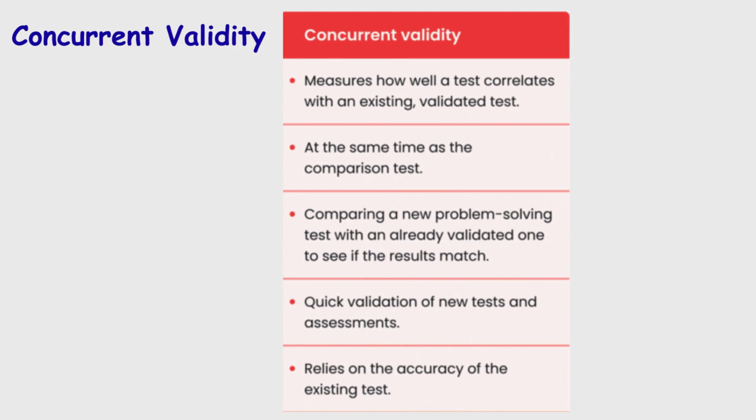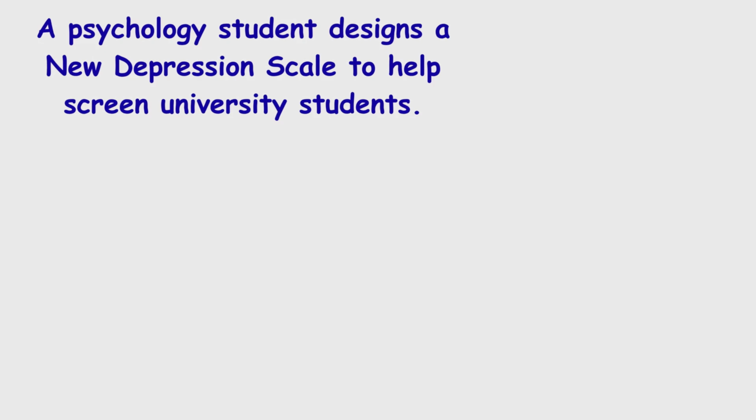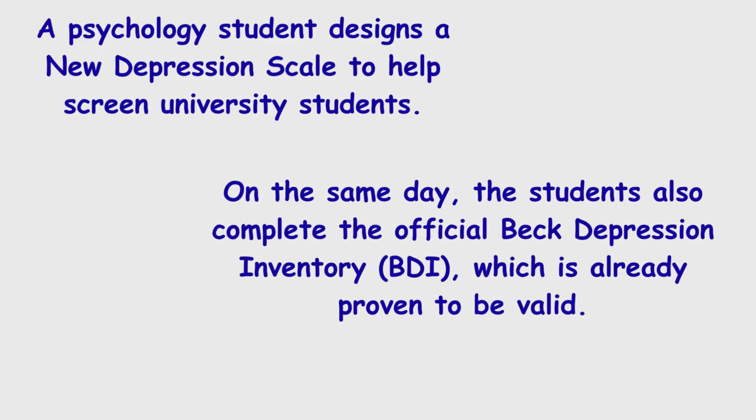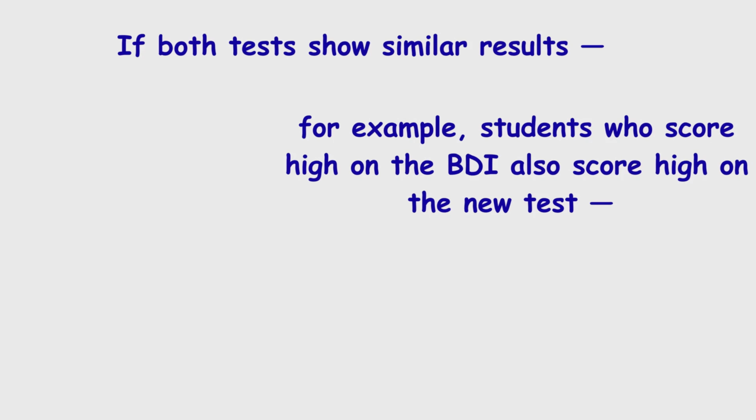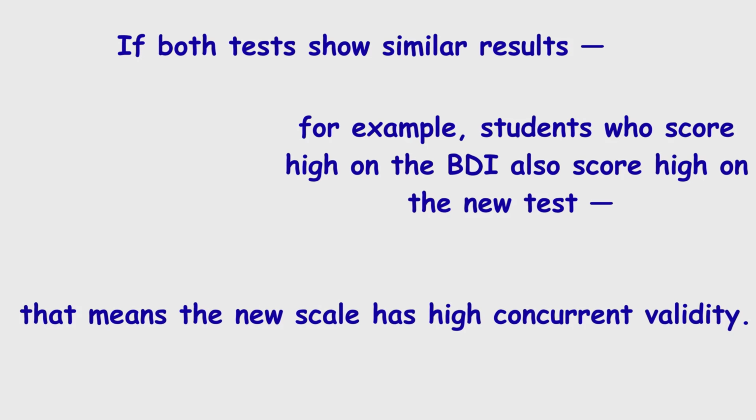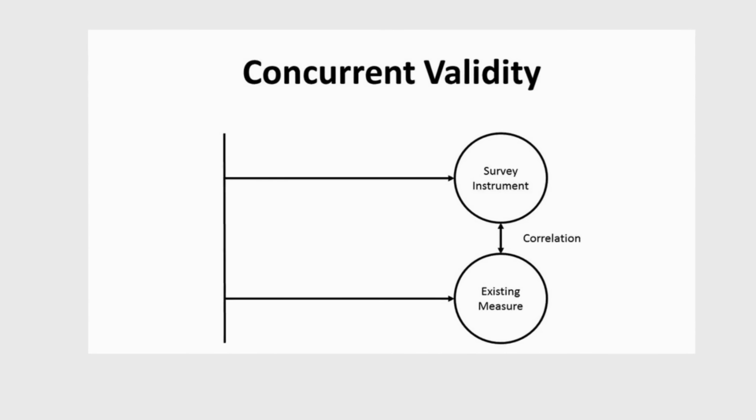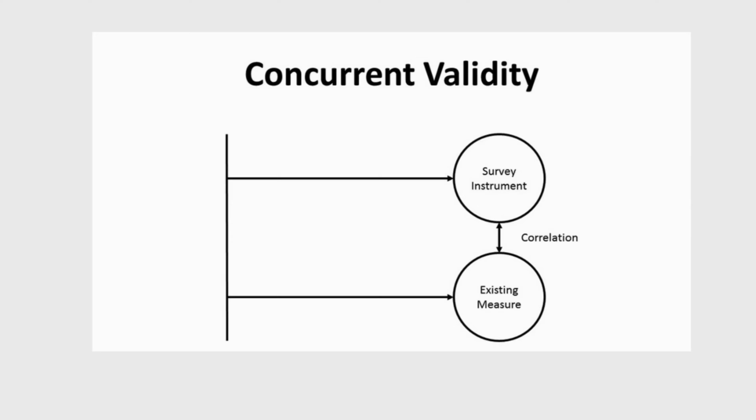This means you collect data from your new test and the trusted test at the same time. You're comparing two tests or measures that happen together. A psychology student designs a new depression scale to help screen university students. On the same day, the students also complete the official Beck Depression Inventory, BDI, which is already proven to be valid. If both tests show similar results, for example, students who score high on the BDI also score high on the new test, that means the new scale has high concurrent validity. In simple words, concurrent validity means my new test gives results similar to a trusted test right now.